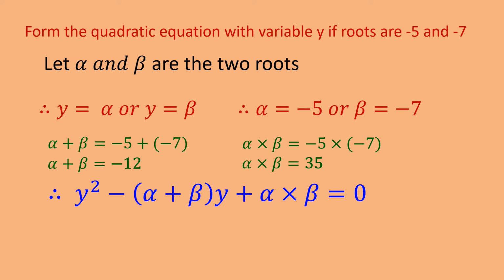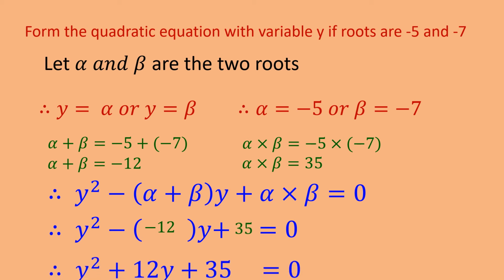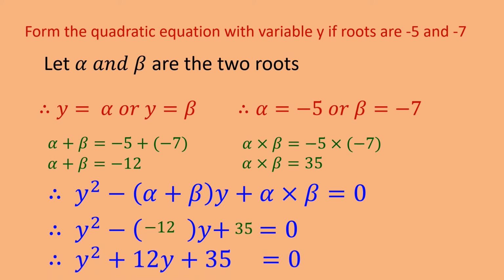So our equation formula will become y square minus sum of the roots into y plus product of the roots. As you know, the sum of the roots we have is minus 12 and the product we have got is 35. So now alpha plus beta will be replaced by its value and alpha into beta will be replaced by its value. So we get the equation as y square plus 12y plus 35. Minus into minus becomes plus. So y square plus 12y plus 35 equals 0.